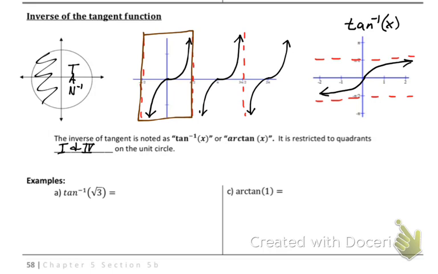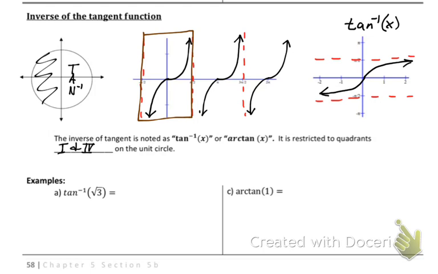Which, thinking ahead, cotangent goes down. So cotangent inverse will also go down, but it'll be on its side. So notice our tangent's on its side. All right, that's tan inverse. We're in quadrants 1 and 4.